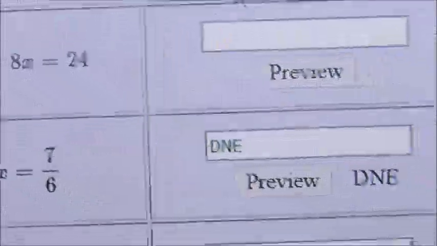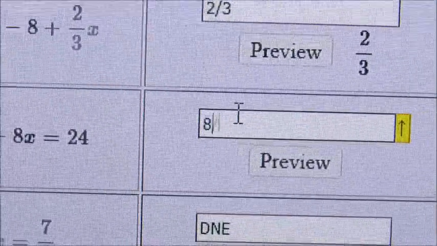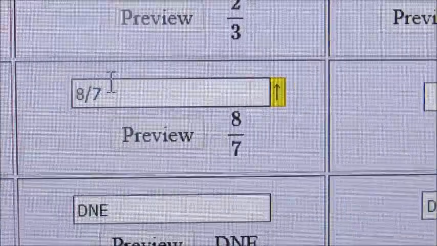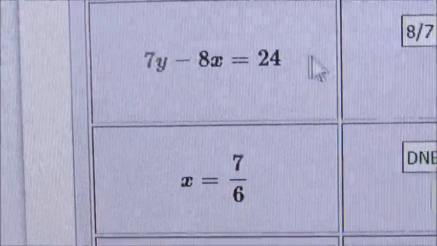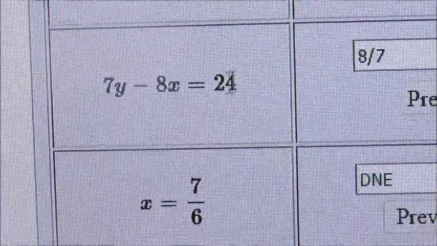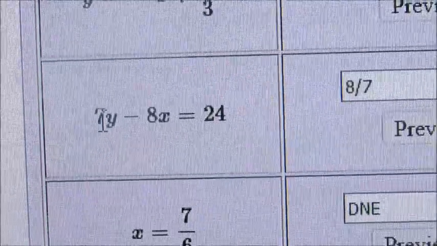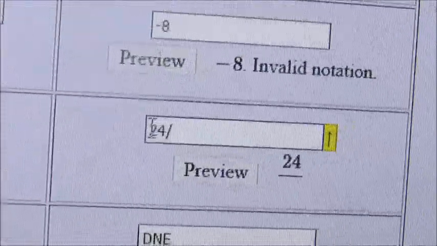So 8 divided by 7 is just 8 over 7. So that's going to be the slope. And our intercept, we still have a plus 24, so it's going to be 24 over 7. That can't divide anywhere, so I'm just going to put 24 over 7.